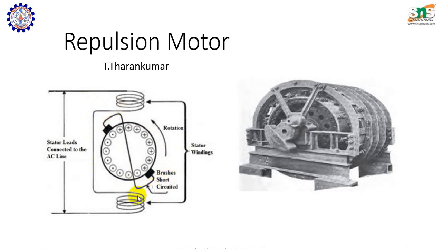With the brushes in a repulsion motor, we can make it run, start, stop, and rotate clockwise or change the direction of the rotor movement. Everything can be done through this. So what is meant by repulsion motor?